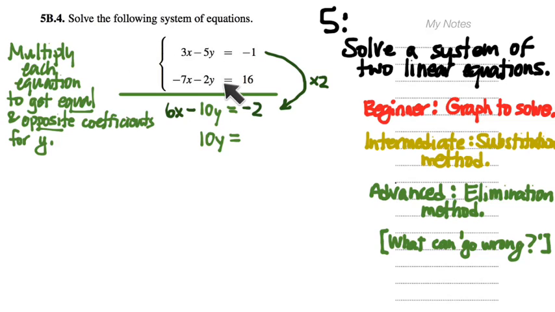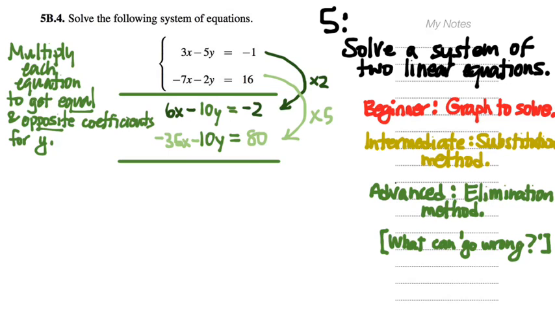How about for the second equation? What should I multiply by in order to get my coefficient of y to be 10? Let's multiply it by 5. So I multiply my second equation by 5. And then that's going to give me negative 7 times 5, negative 35x, minus 10y, and then 16 times 5 is going to give me 80. Okay, great.